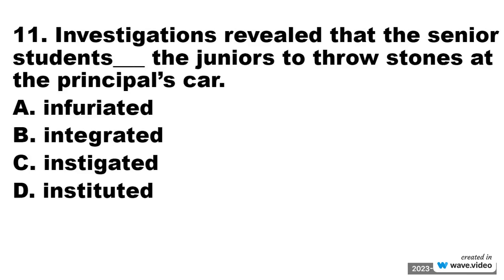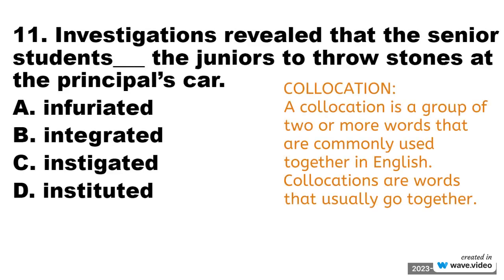D, instituted. There are some grammatical principles that will be helpful to you in answering questions correctly in this section. One of them is what we call collocation. Collocation is a grammatical principle that refers to a group of two or more words that tend to be used together all the time. So you need to insert each of these words in this gap. For example, investigations revealed that the senior students infuriated the juniors to throw stones at the principal's car.